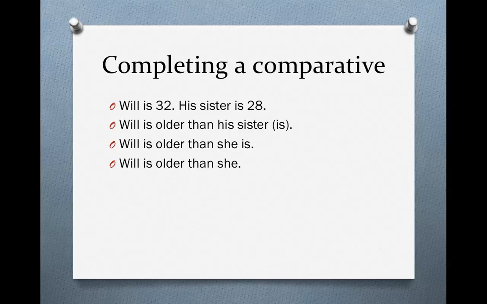Now listen very carefully here. This is important. Will is older than she is correct, but it is very formal. It's what we use in writing. It is not something that we say very often in English. It is very formal. What we usually say is Will is older than her. So Will is older than she, written English. Will is older than her, spoken English.